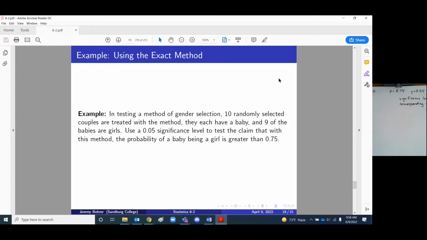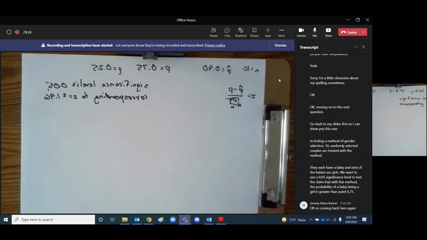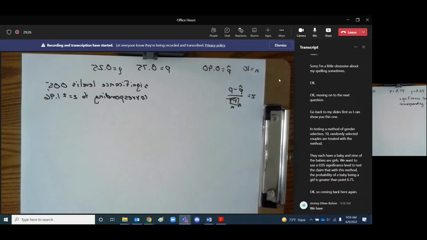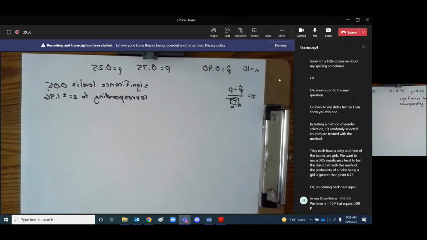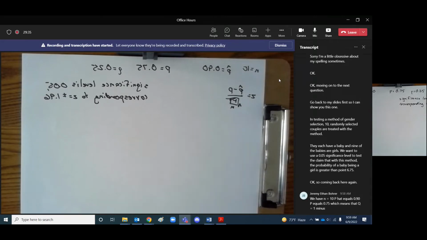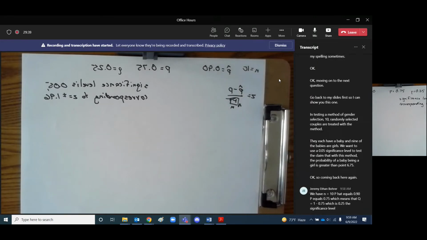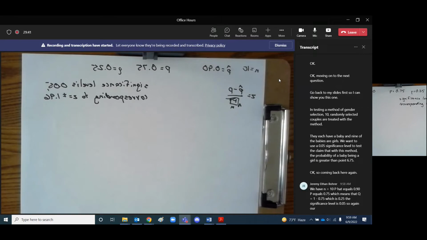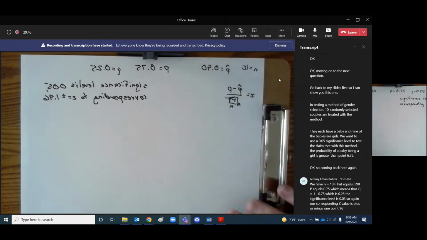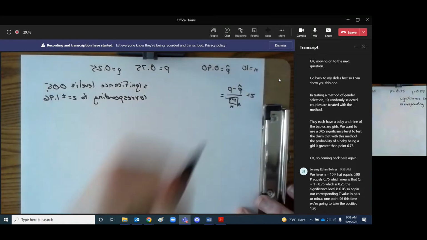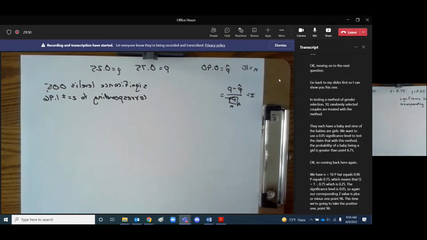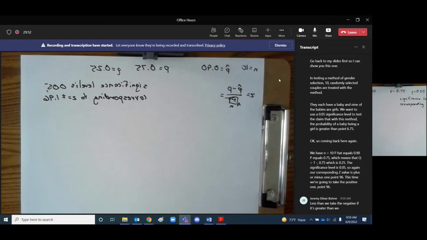Okay, so coming back here again, we have n equals 10, p hat equals 0.90, p equals 0.75, which means that q equals 1 minus 0.75, which is 0.25. The significance level is 0.05. So again, our corresponding z value is plus or minus 1.96. This time we're going to take the positive 1.96. Less than, we take the negative. If it's greater than, we take the positive.